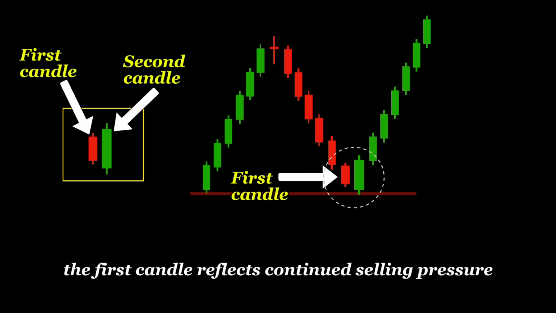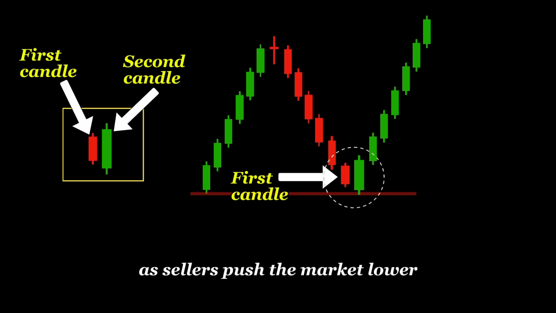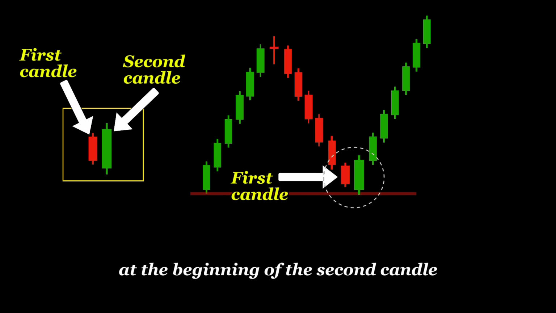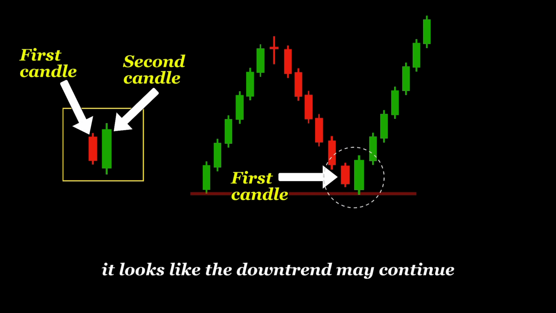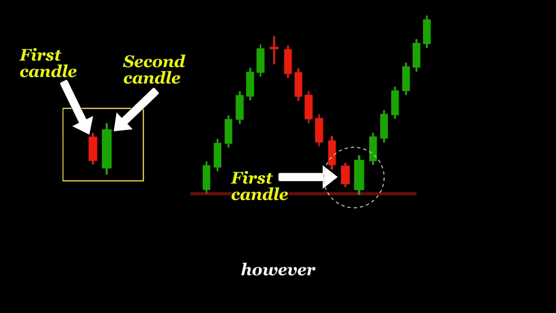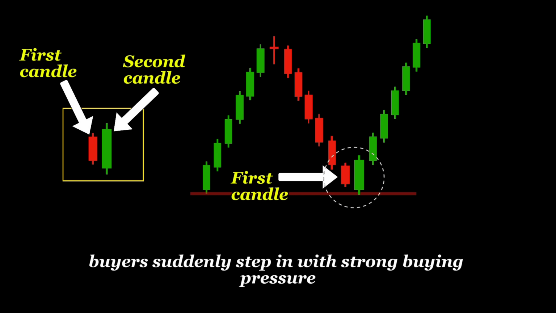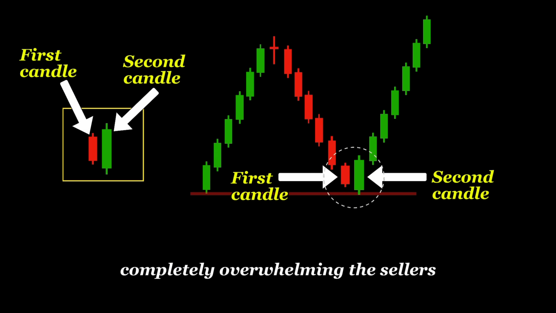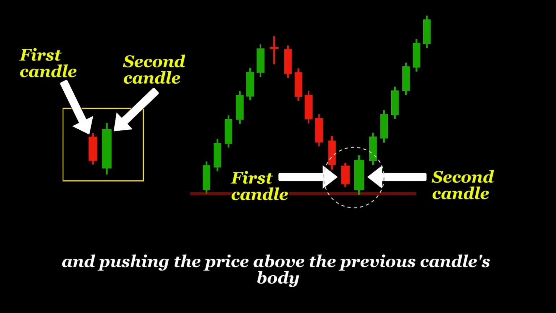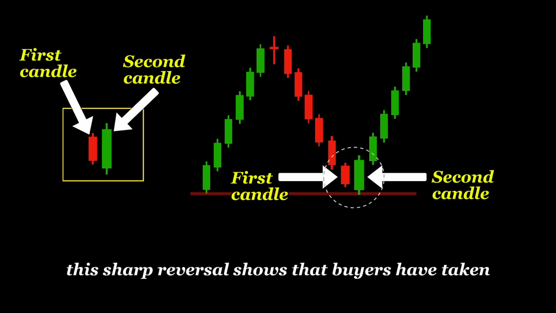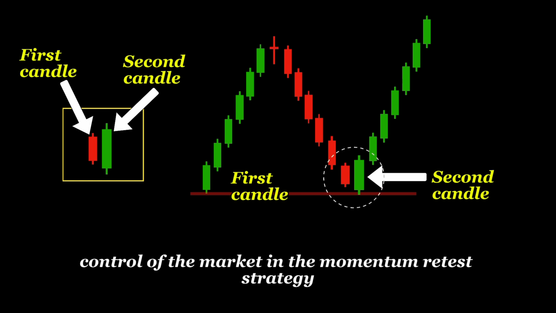The first candle reflects continued selling pressure as sellers push the market lower. At the beginning of the second candle, it looks like the downtrend may continue. However, buyers suddenly step in with strong buying pressure, completely overwhelming the sellers and pushing the price above the previous candle's body. This sharp reversal shows that buyers have taken control of the market.